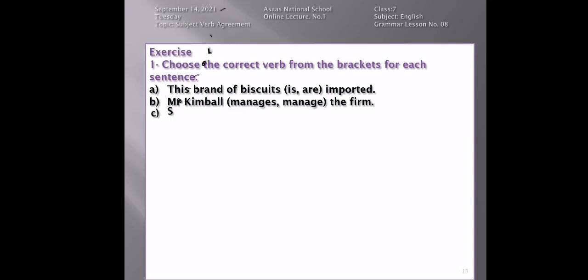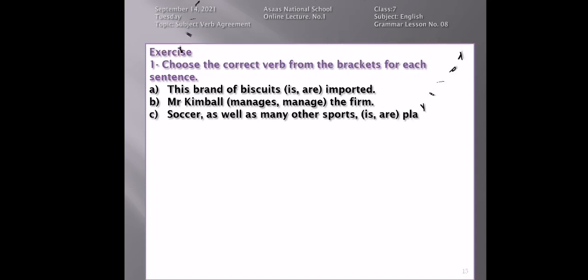Now see the second sentence. Mr. Kimball manages the farm. Mr. Kimball is one person, so the S form of the verb, manages, will be used.